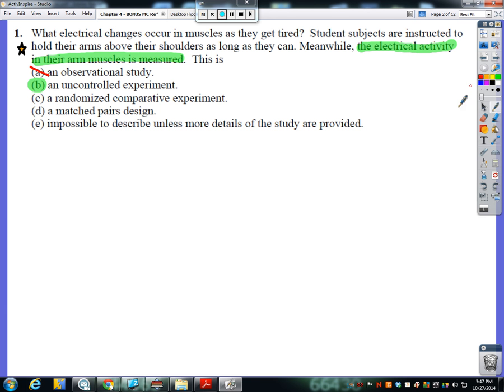Let's just go through the others to see why they don't match up exactly. A randomized comparative experiment. Well, again, there's nothing to compare, right? That's why it was an uncontrolled experiment. A matched pairs design. Well, it would be matched pairs if they did what they did up here to all the students and then did it without having their arms above their shoulders for as long as they can, if they just measured what normal electrical activity is in their arm muscles. So it's not matched pairs. Impossible to describe unless more details of the study are provided. Well, we already confirmed that this is an uncontrolled experiment, so it's not E. So it must be, in fact, B.